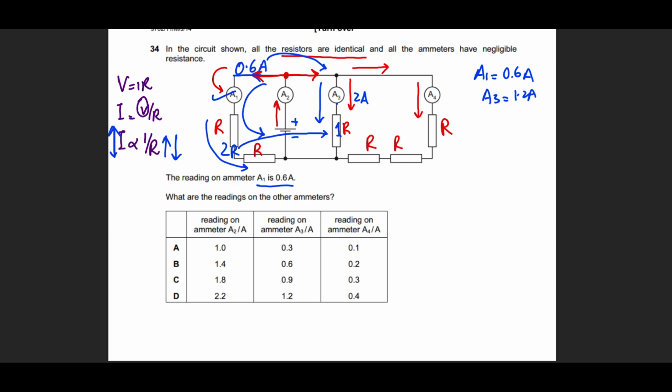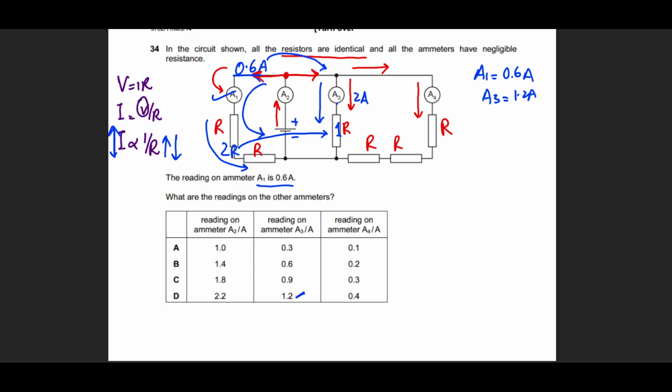So A1 is not given as an option, right? Because it's already given in the question. A2 is the current of the battery, so we can't figure it out. We have to look at A3. A3 is supposed to be 1.2. So that is option D. Now, luckily for us, there is no 1.2 in the other options. But still, let's try to figure it out.